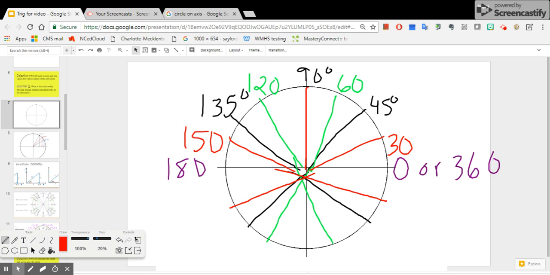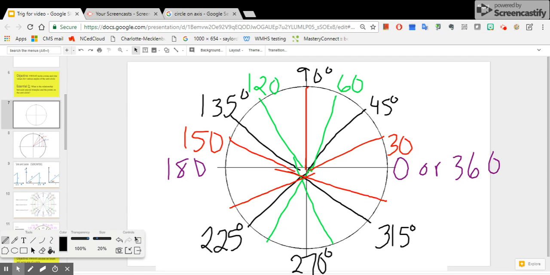So if I were to continue the count, we'll go ahead and do the harder ones first with our 45s. If I add 45 to 180, that puts me at 225. If I add 45 again to that, I'm going to get 270. If I add 45 again, I'm going to get 315. And then if I add 45 again, I'm going to get 360.